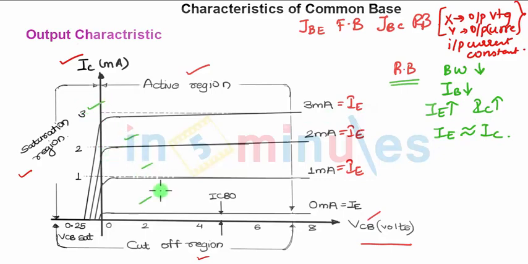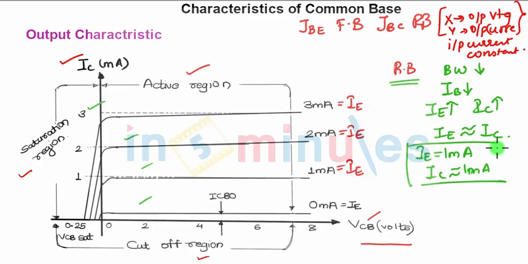When you look at the graph, the value of IE equals 1 milliampere. In that case, the value of IC is approximately equal to 1 milliampere, which proves that IC and IE are the same as you increase the value of VCB. This is the effect of base width modulation, or you can say early effect.